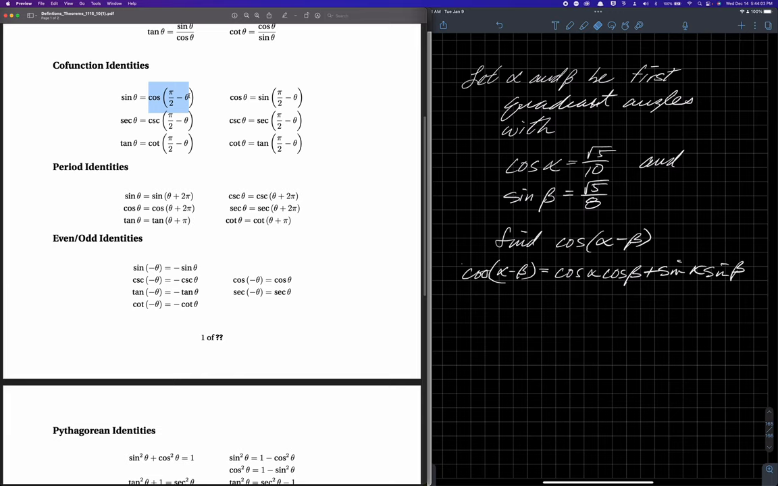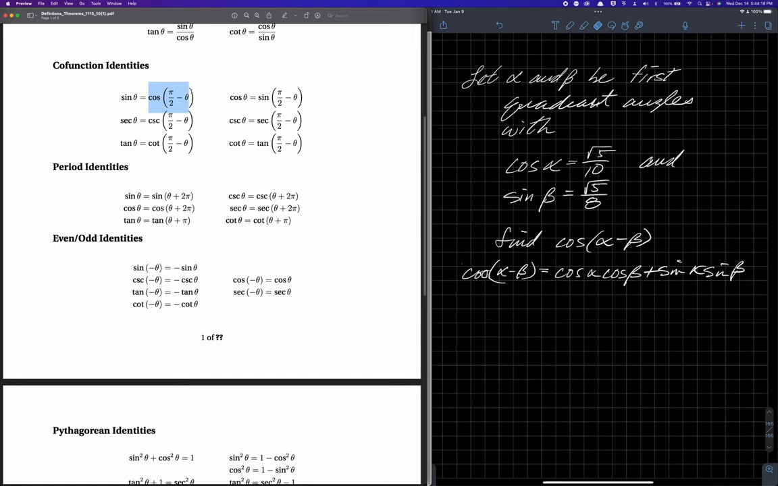Okay, so the problem that you sent to me was: let alpha and beta be first quadrant angles with cosine of alpha equals square root of 5 over 10 and the sine of beta equals the square root of 5 over 8. Determine or find the cosine of alpha minus beta.